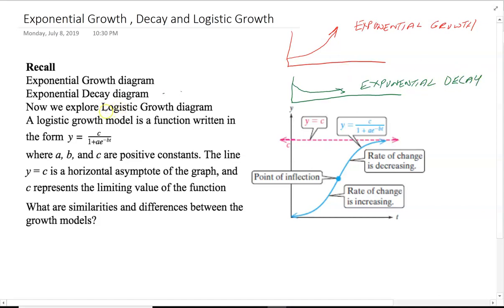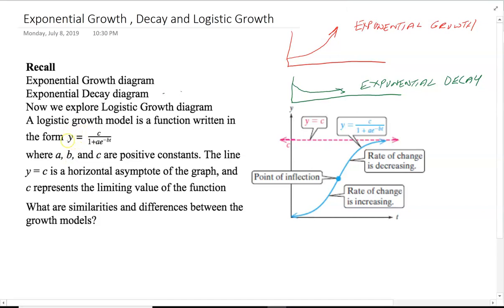Now we will explore another kind of growth diagram, which is logistic growth. In this case, our model is rising as we go from left to right, and then it approaches an asymptote and flattens. So it rises and then flattens. There's a point of inflection in the middle of the curve. As you notice, first the rate of change is increasing and then decreasing, unlike the exponential growth model, which just keeps on increasing.